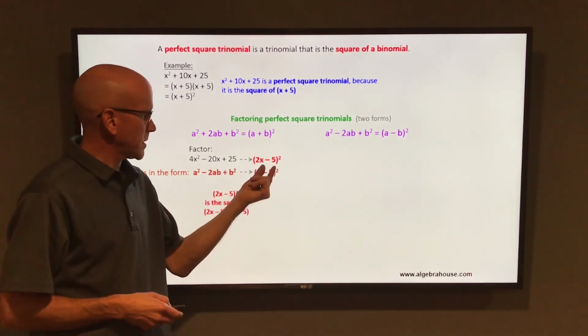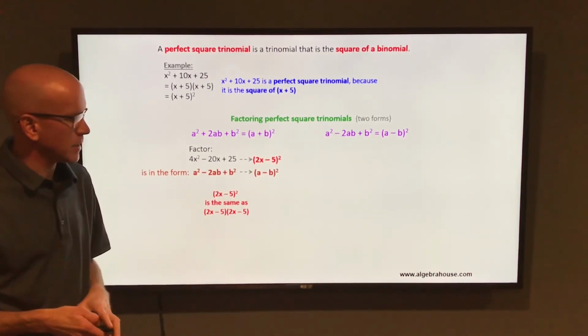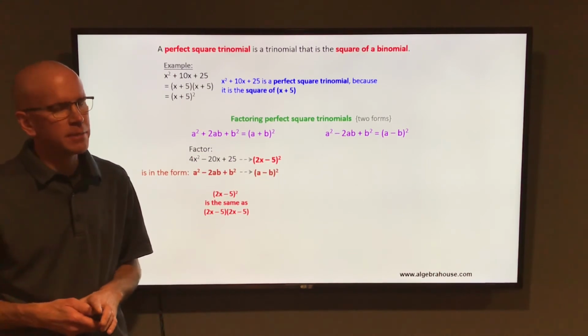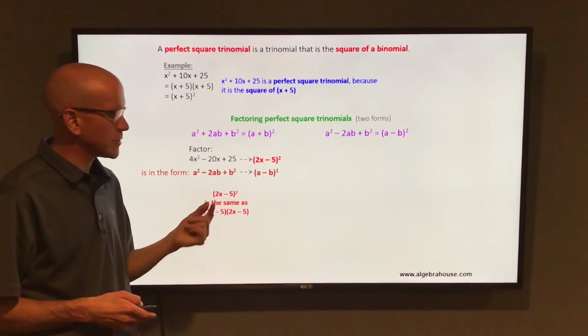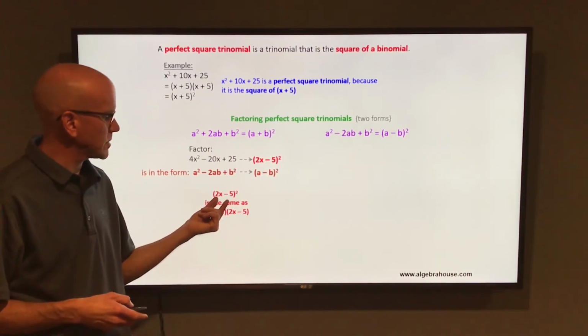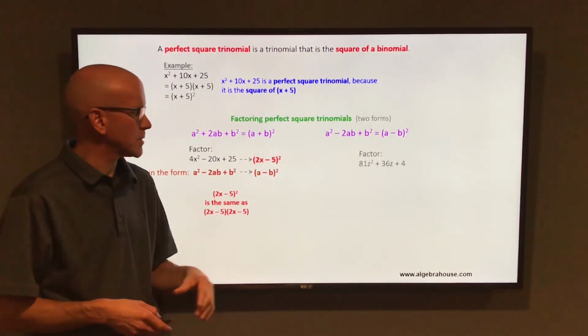Once again, 2x minus 5 squared, that's the same thing as 2x minus 5 times 2x minus 5. Keep that in mind. A lot of mistakes are made when people see that, they just square each term. It's multiplying it by itself. When you square anything, you're multiplying it by itself.